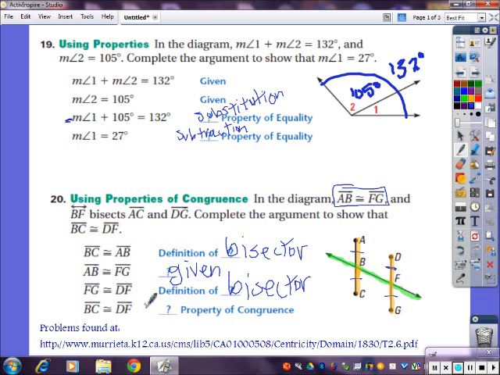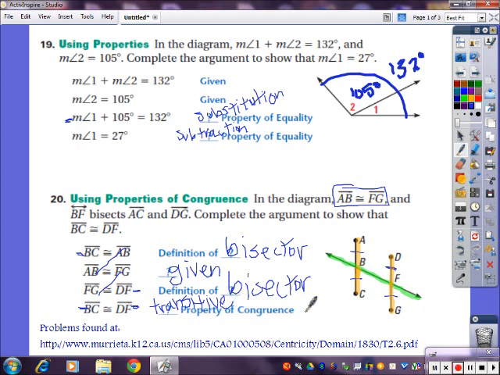Symmetric means I flip the order of the congruent statement. So if I look here, FG, there's no FG down here. So it can't be symmetric because I didn't flip the order of the previous statement. So by default, it has to be transitive. And the reason it's transitive is because they're linking BC, see, BC's here, BC's here, to DF through a series of congruent statements. So AB, AB, FG, FG. So they're saying because segment BC is congruent to the same things that DF is congruent to, they have to be congruent to each other, and that is transitive.